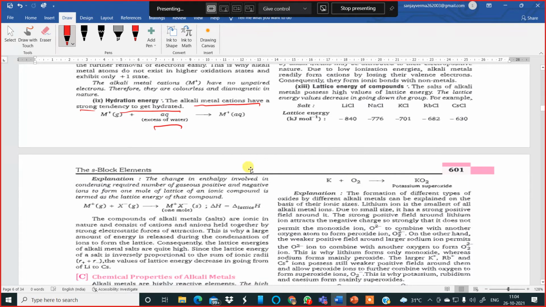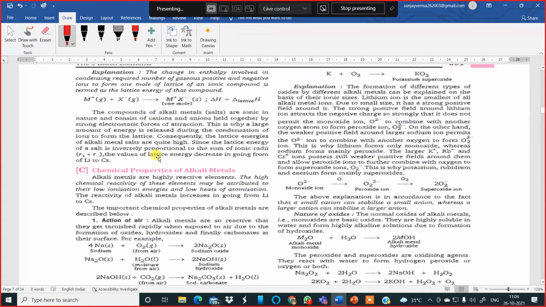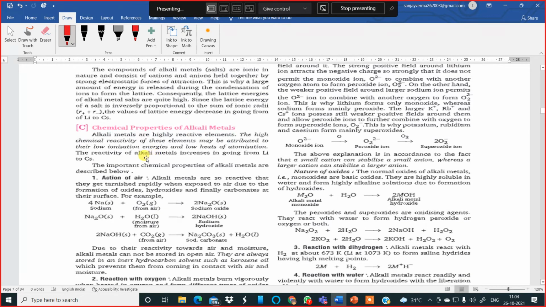The explanation is given on page 601. The change in enthalpy involved in condensing the required number of gaseous positive and negative ions to form 1 mole of lattice of an ionic compound is termed the lattice energy of the compound. So an example is given over here. You go through it with respect to the meaning of lattice energy. Now coming to the chemical properties of alkali metals, I will suggest you remember the equations.